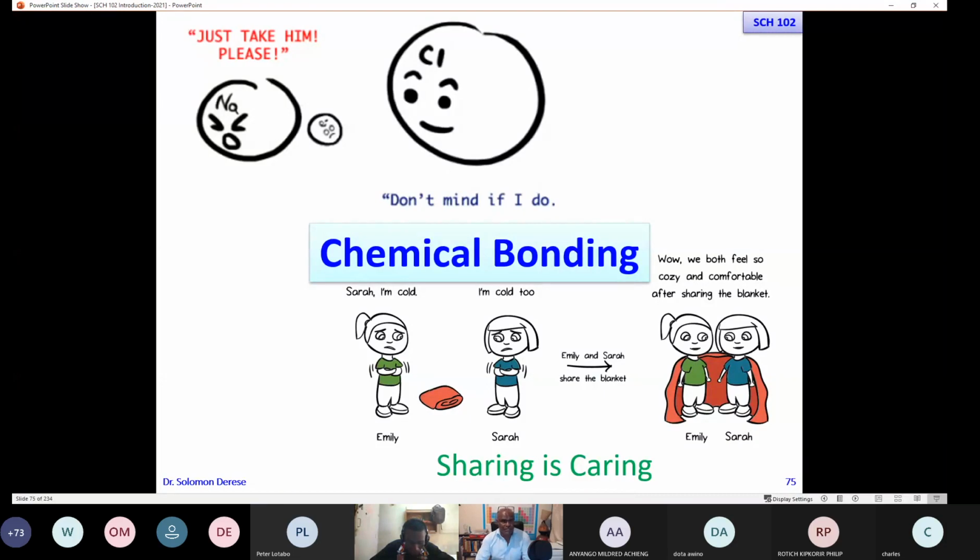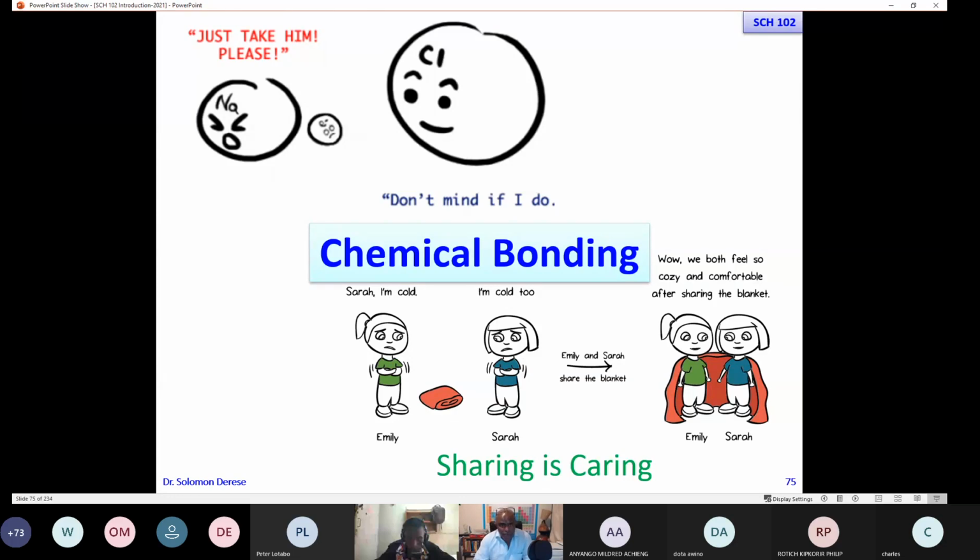The same applies to oxygen. The two oxygen atoms have formed a double bond. The same applies to nitrogen. The two nitrogen atoms in the nitrogen molecule form a triple bond. So chemical bonding is formed between atoms because the atoms, the way they are, are unstable. They have very high energy. As a result, they form chemical bonds with one another.